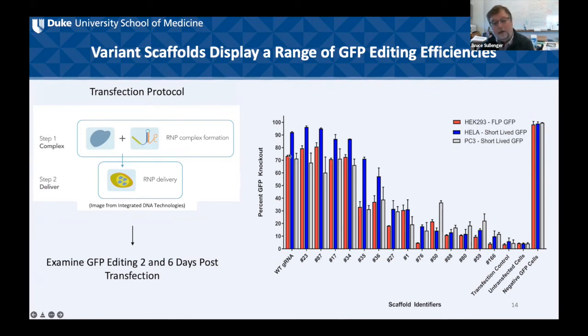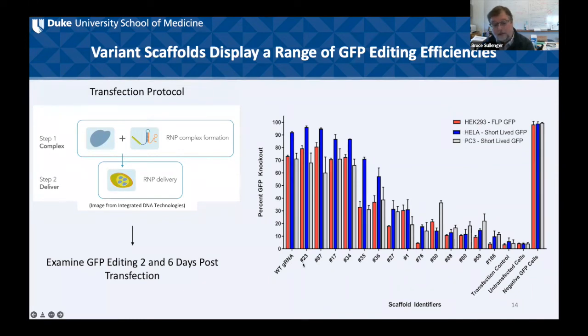And again, I remember I told you we picked a sequence in GFP we knew the wild type worked well in. So you could see it can knock out, in the best cases, like in HeLa cells, over 90% of GFP by a simple transfection like this within 2 or 6 days, depending on if it's a short-lived GFP experiment or a long-lived one. And we did this in 3 different cell lines as shown here.